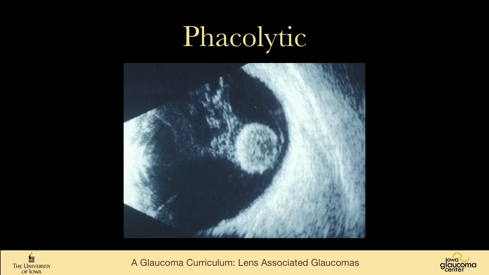Rarely you can see somebody who has ectopia lentis where the lens is in the vitreous, and the lens can be there for decades and then become phacolytic. As you see in this picture, and you can see this big round lens on ultrasonography with inflammation streaming from it.